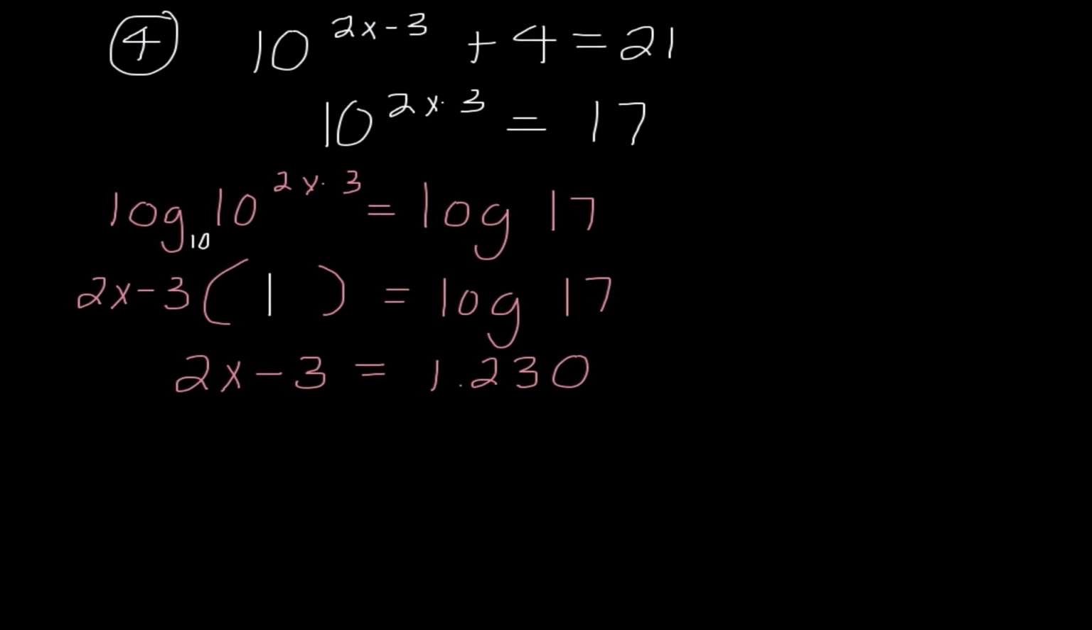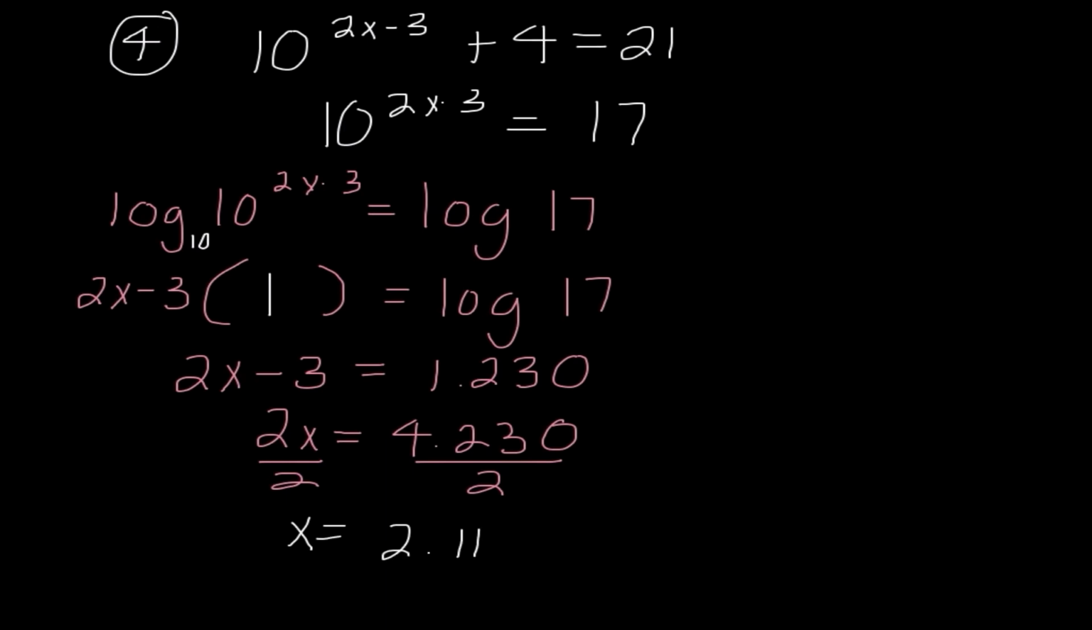And then I'm going to have to add 3 to it. So I would get 2x equals 4.230. And when I divide both sides by 2, I end up getting x equals 2.115. And once again, I would need to double check that in my calculator by doing 10 to the 2 times second answer minus 3, and then plus 4, and it should equal 21, and it does work. So I know this is my answer.